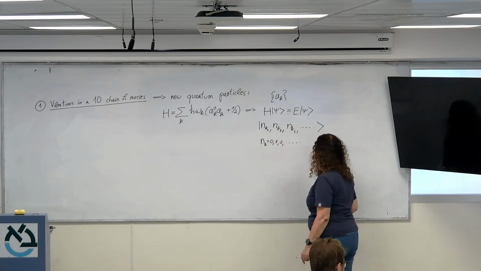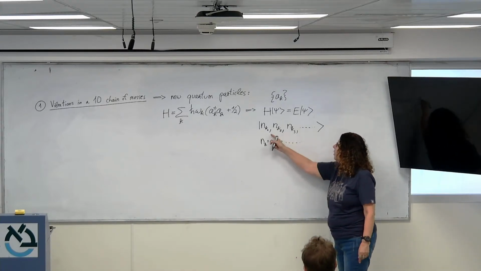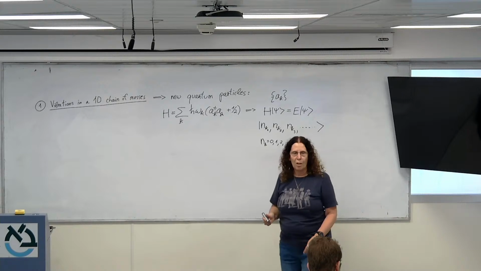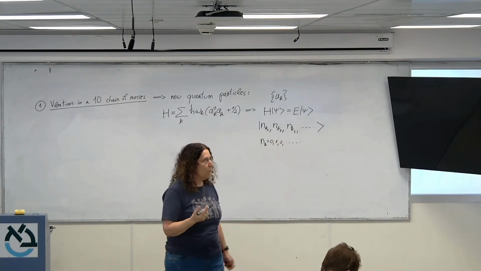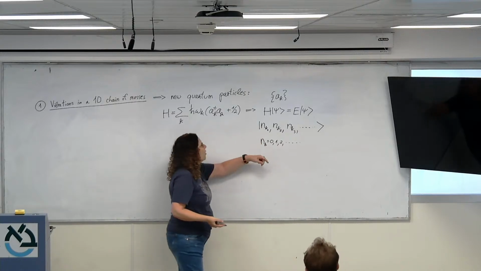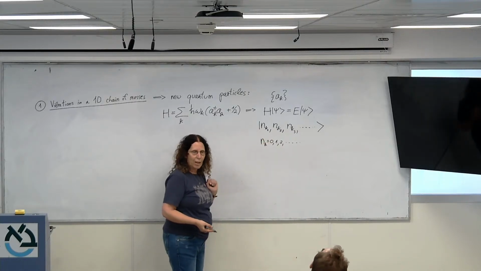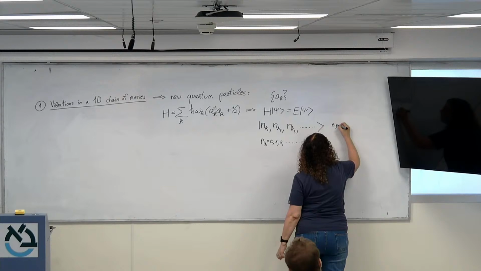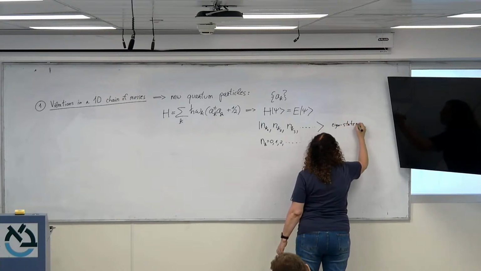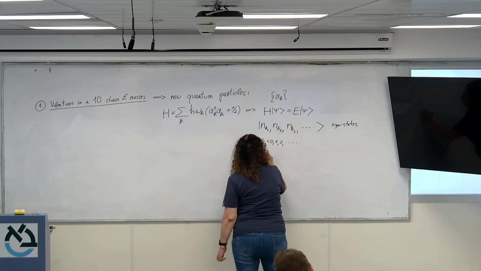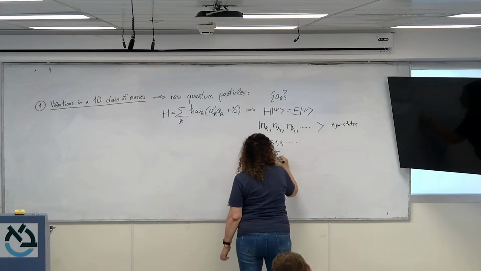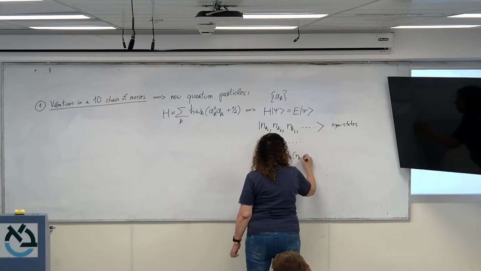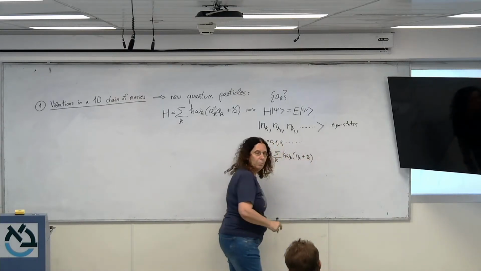And basically, the set of all possible choices for the n_k is a basis for all quantum states. So it's the Hilbert space. The Hilbert space here is spanned by the basis of these states, and these are eigenstates, and their corresponding energy is just a sum over k of h bar omega k (n_k plus a half). Okay.